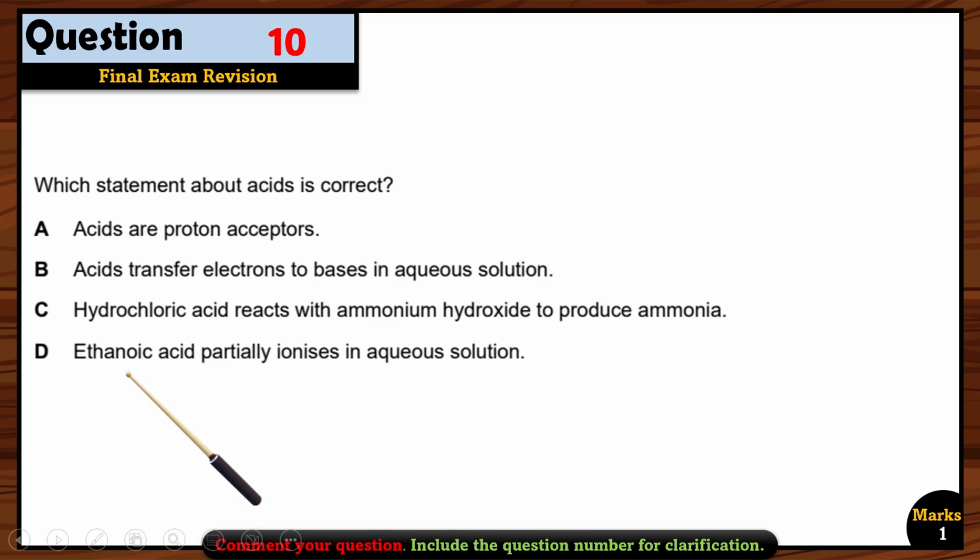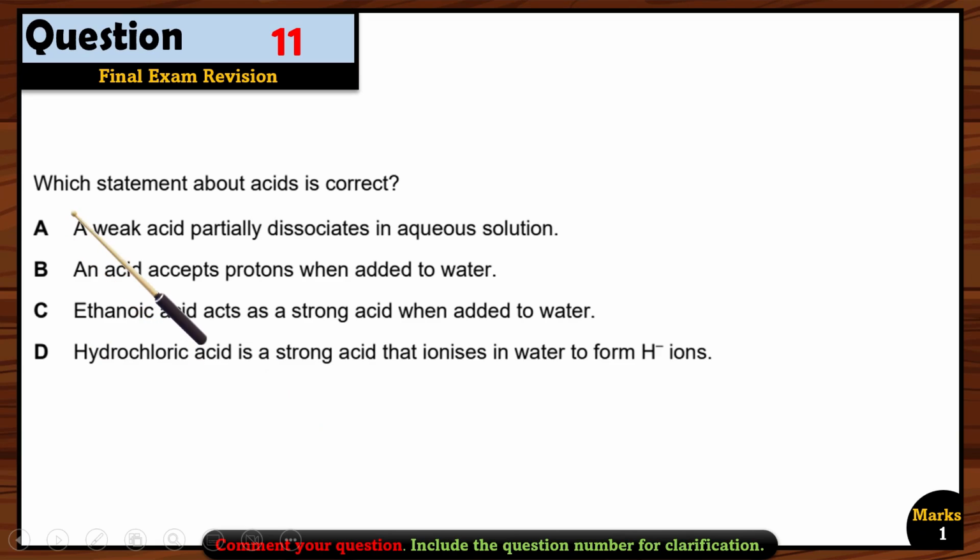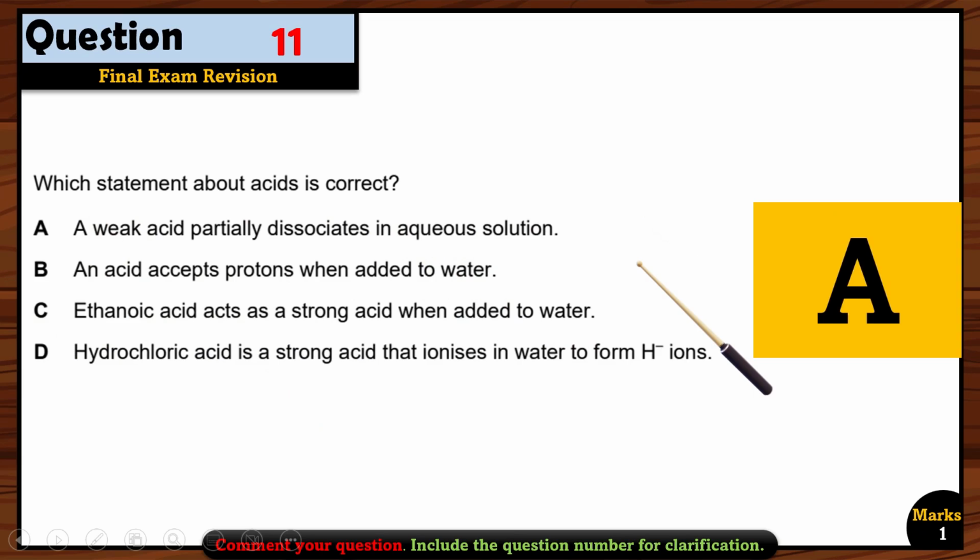Okay, so now let's see option D. Ethanoic acid partially ionizes in aqueous solution. Yes, that's right, because ethanoic acid is a weak acid, so it will partially ionize. So option D is the right option here. Question 11. Which statement about acid is correct? A weak acid partially dissociates in aqueous solution. Yes, that's right. So option A is the correct option here. We don't have to look for the other options.